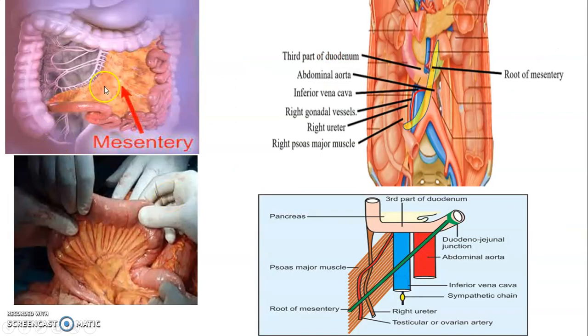This just shows you the mesentery, and this is the root of the mesentery. You can see blood vessels and fat on the mesentery, and these are the structures crossed by the root. You can appreciate that it's crossing the third part of the duodenum, the abdominal aorta, inferior vena cava, right gonadal vessels, right ureter, right psoas. Again, from the duodenojejunal junction to the right sacroiliac joint, crossing abdominal aorta, inferior vena cava, and the sympathetic chain. It's crossing the right ureter and the gonadal vessels as well as psoas muscle. Those are the structures crossed by the root of the mesentery.